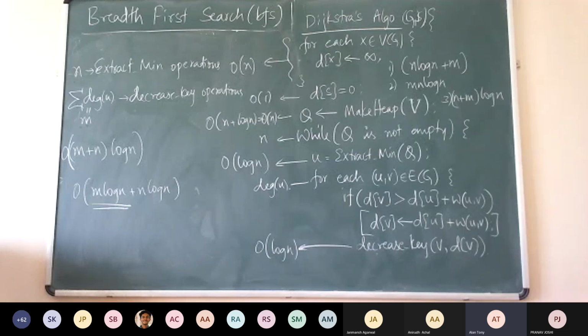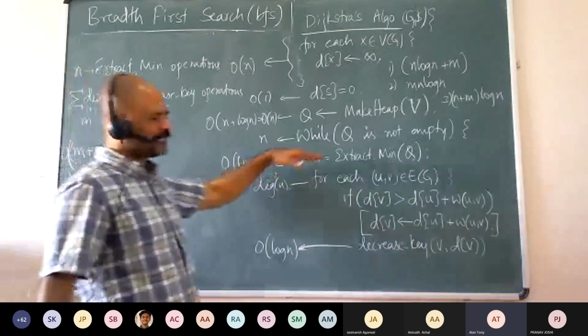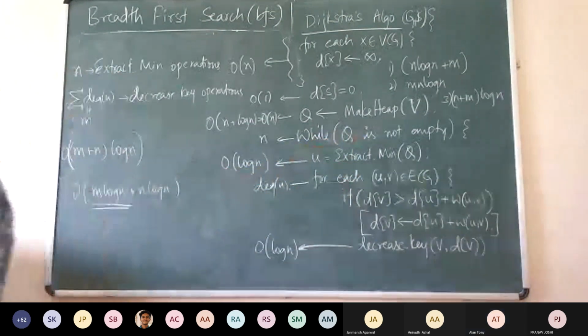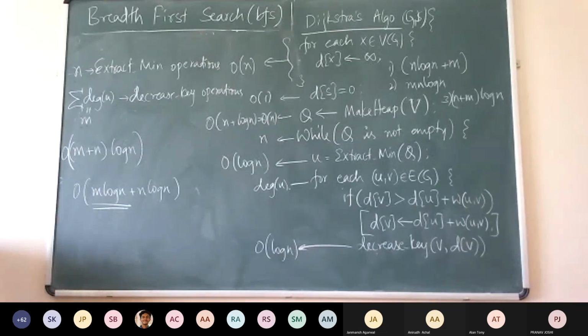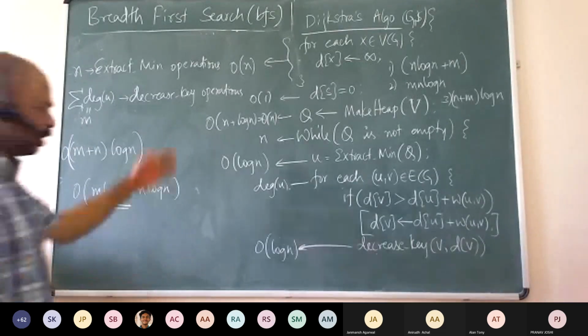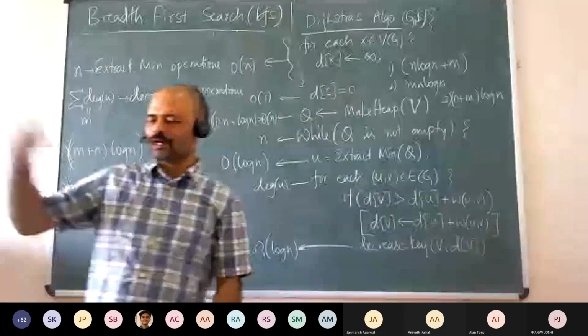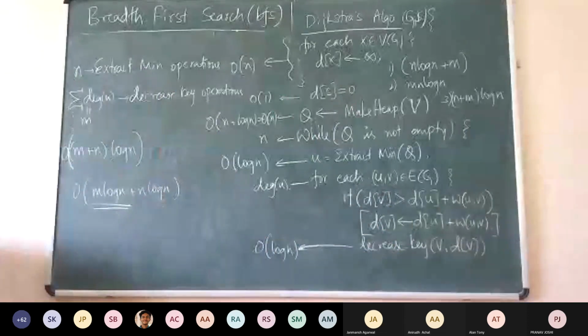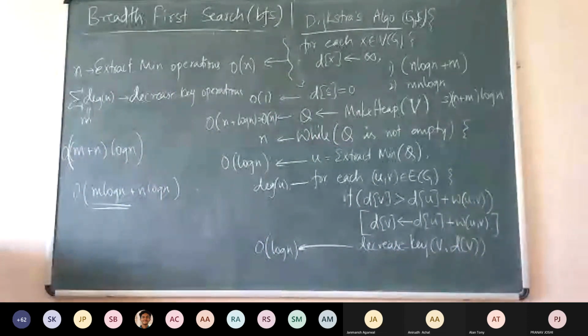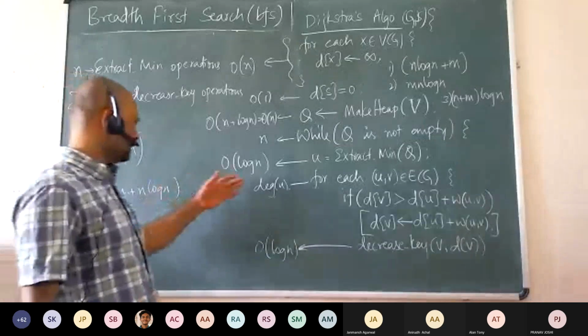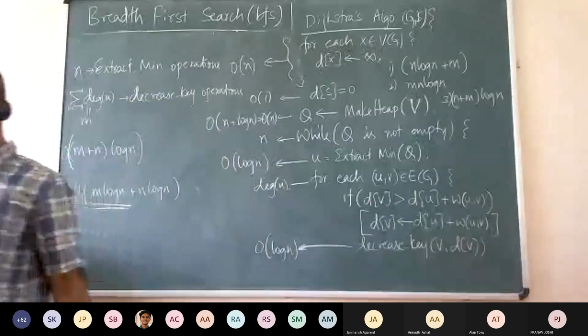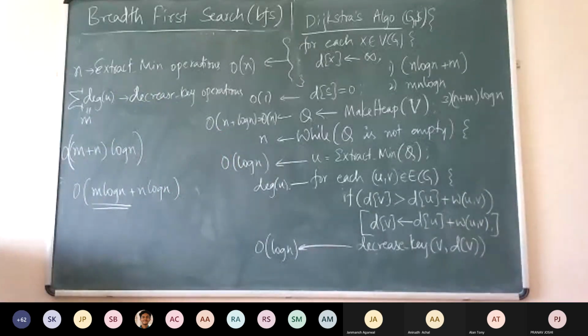Also, won't the extract min take less than log n, right? Yes, this is the worst case time. It can be lesser than that; it is possible. It is log 1 plus log 2 plus log 3 till log n, right? However that comes out, in big O notation, it is n log n, right? Okay, is that fine?